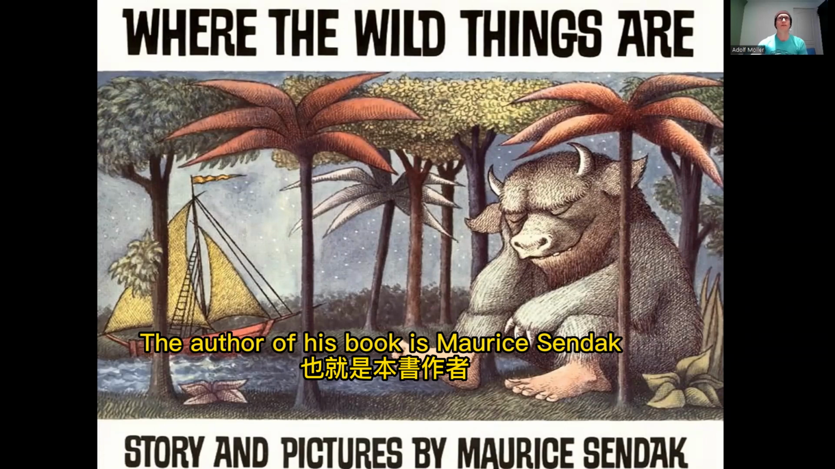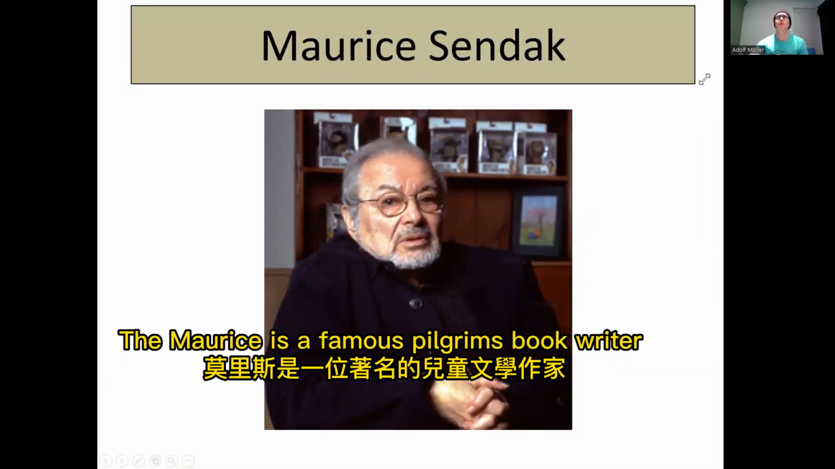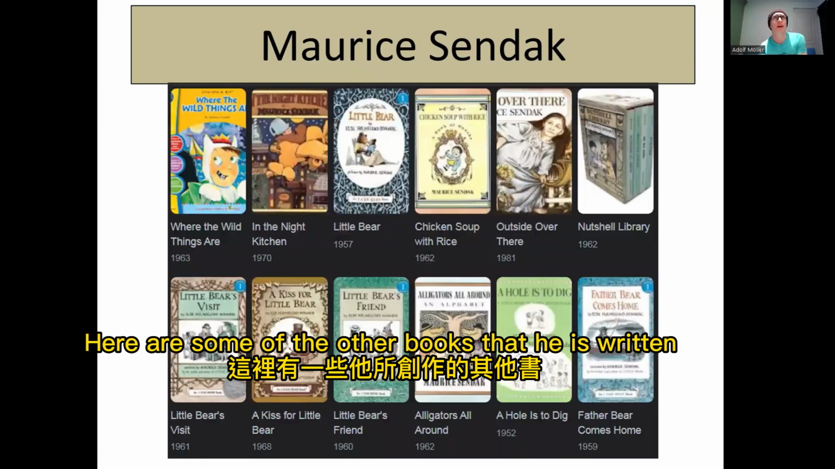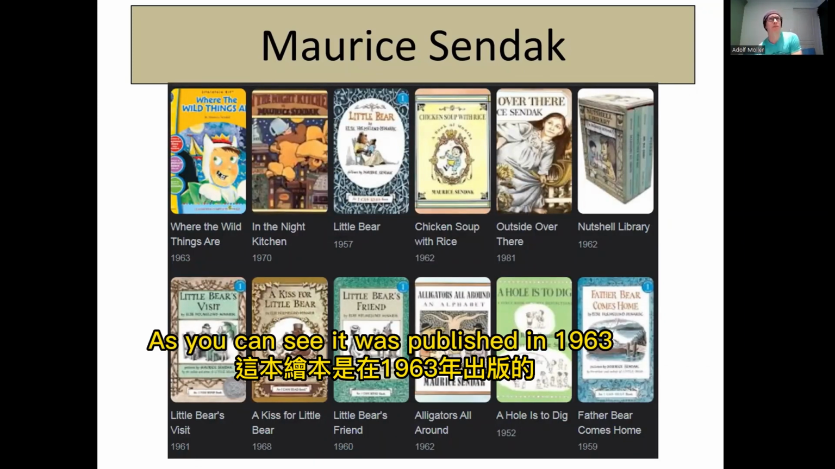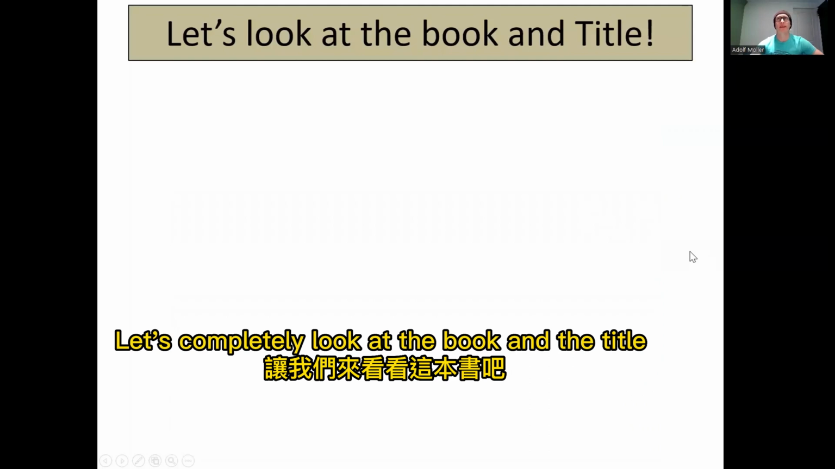So the author of this book is Maurice Sendak. Maurice is a famous children's book writer. Here are some of the other books that he's written, and the one we are going to do is the very first one there. As you can see, it was published in 1963. It's quite some time ago. So let's quickly look at the book and the title.